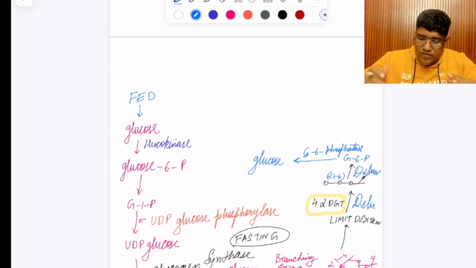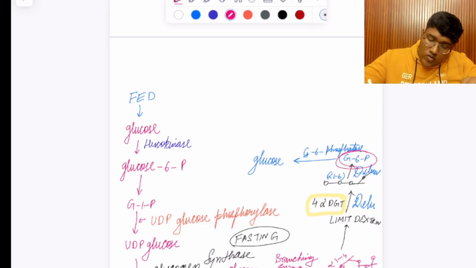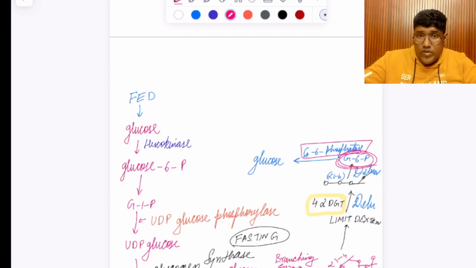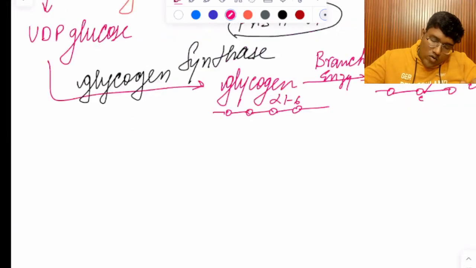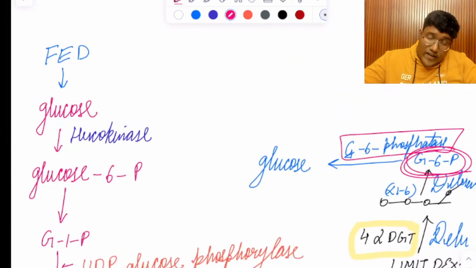The enzymes are 4 alpha DGT, and finally the one that's going to break alpha 1,6 into glucose 6 phosphate. Very important to remember, it is still glucose 6 phosphate and not glucose. I'll tell you why. Because glucose 6 phosphatase deficiency is von Gierke disease, which we'll come to. So this is the whole pathway. You don't have to remember it, but you just kind of have to remember it for your exams. All right, so let's go with the diseases, right?